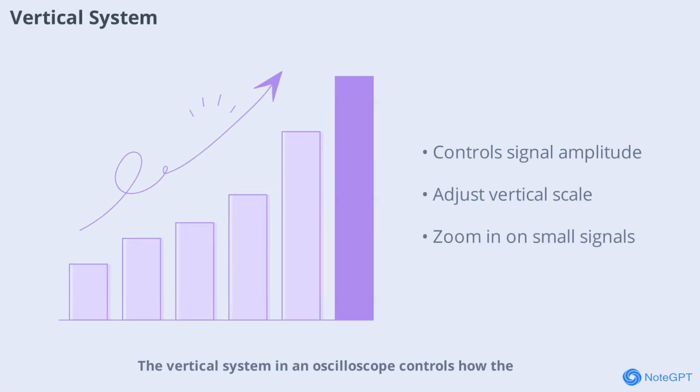The vertical system in an oscilloscope controls how the input signal is amplified and displayed on the screen. It determines the amplitude or height of the waveform. By adjusting the vertical scale, you can zoom in on small signals or fit larger ones within the display. This flexibility is crucial for analyzing signals of varying strengths and ensuring precise measurements.